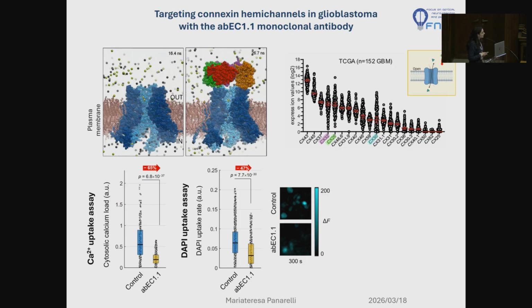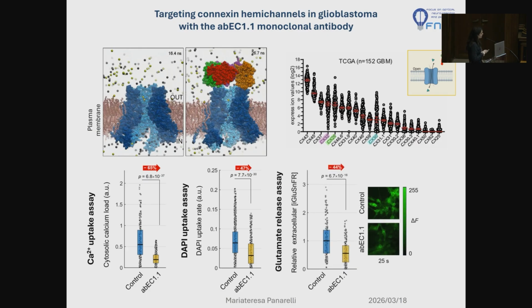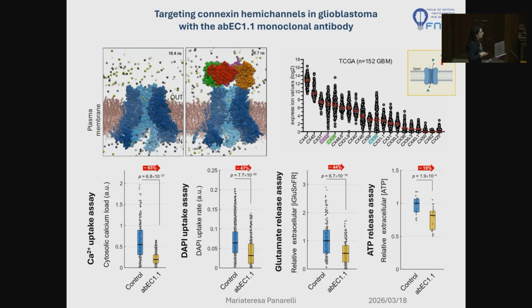The last things that we tested are the release of glutamate and ATP, because they are pro-tumorigenic molecules and they are thought to play a role in the invasiveness of glioblastoma. And in particular, glutamate was probed by an iGlu sensor, which targets, as you can see from this pattern, the membranes of cells, and ATP was probed by a bioluminescence assay. And in both cases, we could observe an inhibitory effect of the monoclonal antibody that we wanted to test.